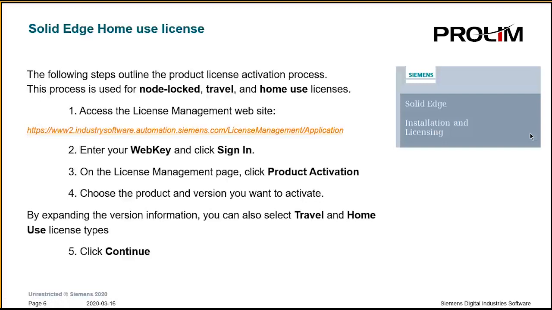First of all, you need to access the license management website, and you see the link right there on the screen. Then you would have to have a couple different pieces of information, like web key account, and another one we're going to talk about on the next slide. On the license management page, you click product activation. You choose the product and version you want to activate because you might have different options there. And then by expanding the version information, you can select which type of license you want. In this case, you would select home use license type.